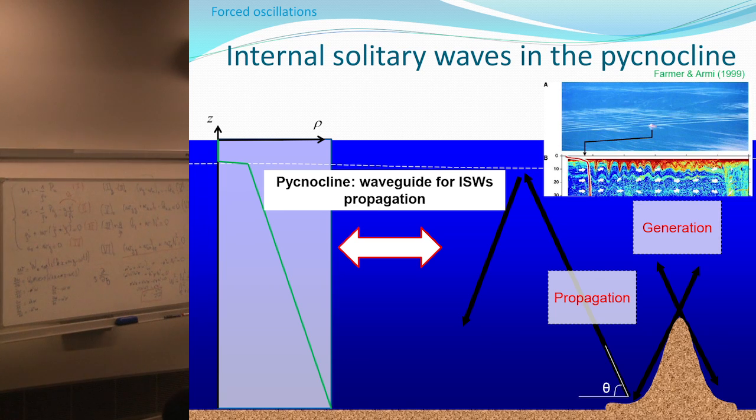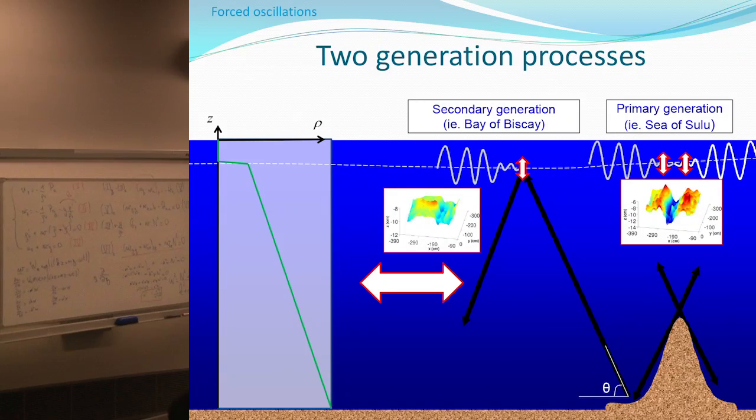They can propagate over distances of like 200, 300 kilometers before breaking and mixing the pycnocline in this region. So they can take big amounts of energy away from the generation zone. And so that's why it's also important to understand where they are generated and how much energy they can take away. So there are mainly two generation processes in the ocean for the generation of solitary waves.